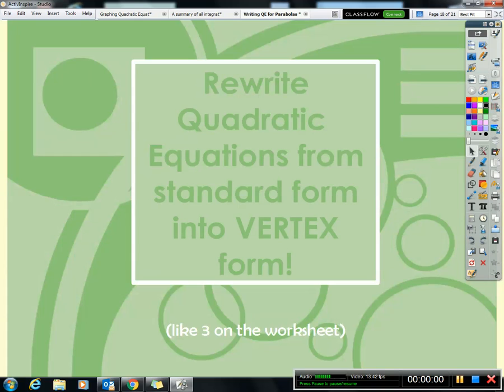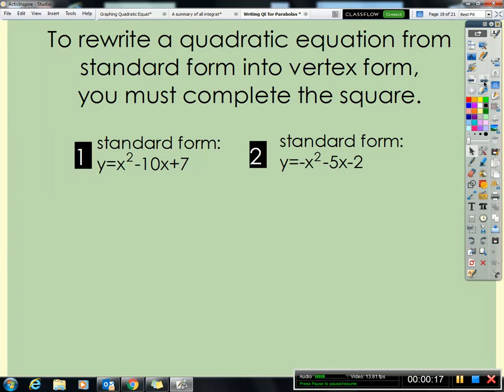Last video segment. We're going to watch this segment, take notes, and then we're going to finish number 3 on the worksheet, which means we will have finished the whole worksheet. So, how do you take quadratic equations from standard form into the vertex form? The big answer is you complete the square.